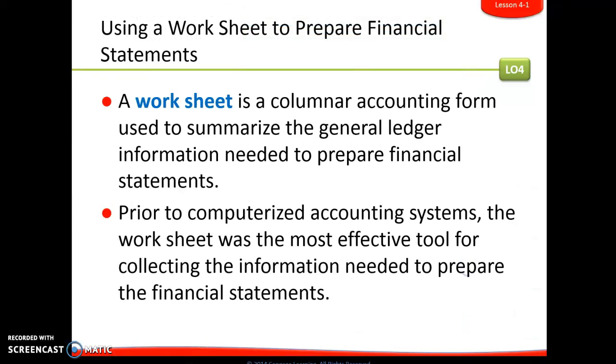A worksheet is a columnar accounting form used to summarize the general ledger information needed to prepare financial statements. Prior to computerized accounting systems, the worksheet was the most effective tool for collecting the information needed to prepare the financial statements.